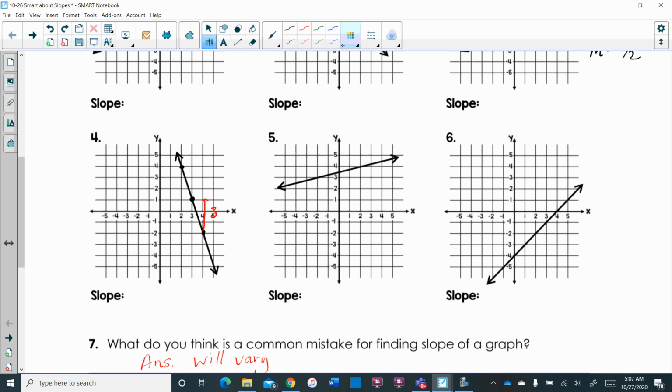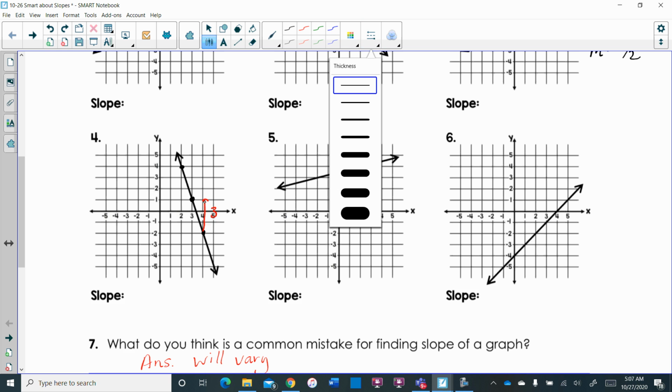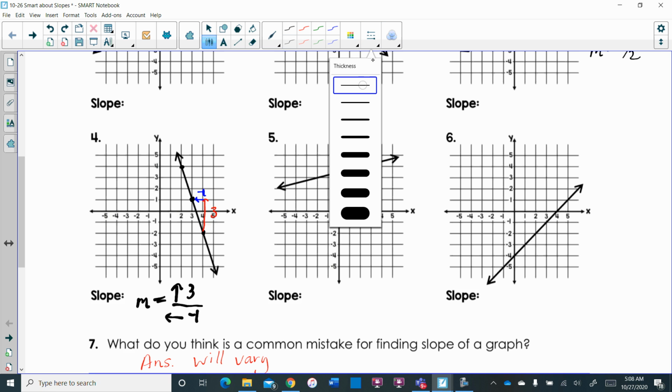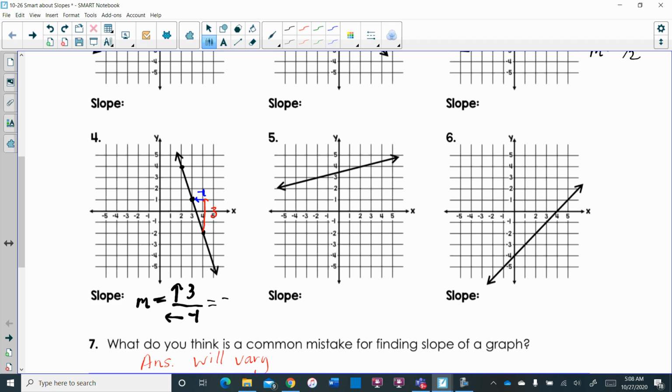But then my run is to the left. So that's going to be -1. So when I calculate my slope, if you're doing it on your paper, make sure you indicate that your rise was 3 and your run, which went to the left, made that a -1. So this actually gets simplified to just -3. If I have 3 over -1, that's a whole number.